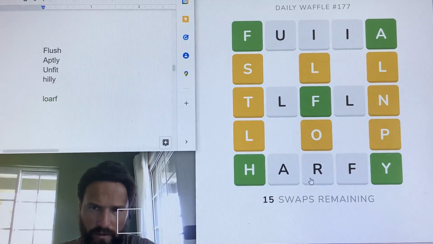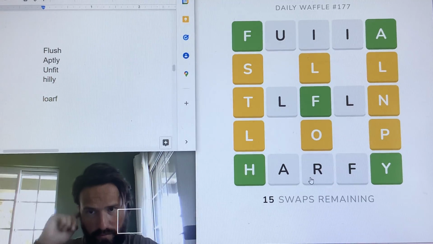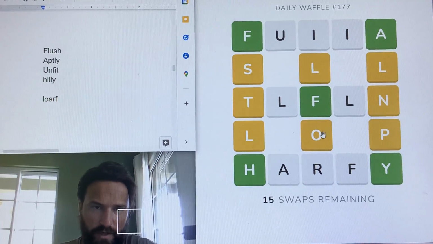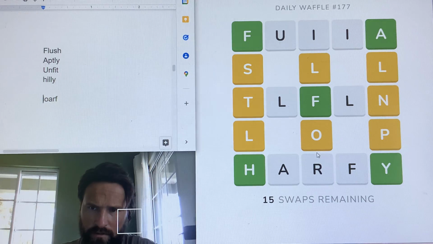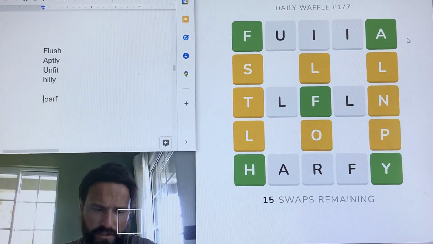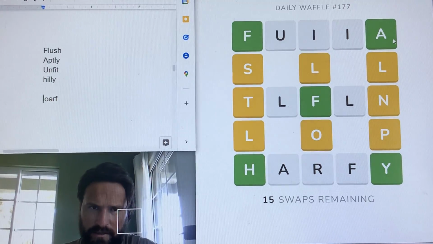So the L would go here, and then an O would have to, and I think an A would have to go here. It would have to be foul because the O can't go here, and that's the only other vowel we have. And I don't think you can have foul with an O. I just don't know. And what word starts with F and ends in A?